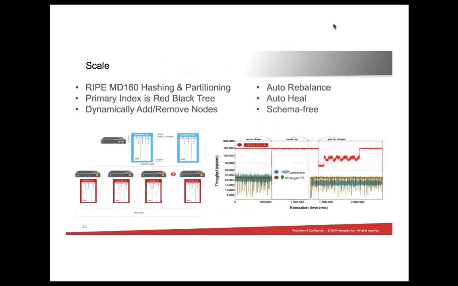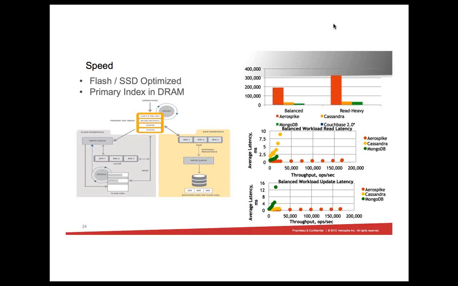How do we do that? Underneath, essentially, we're a big hash partitioning scheme. We use RIPEMD as the partitioning mechanism. We have a red-black tree as the primary index. But essentially, the scaling mechanisms are there to ensure that you can dynamically add and remove nodes, and the data gets rebalanced across those nodes, and we can essentially auto-heal. So Aerospike has some natural abilities to deal with modern compute deployments, whether that's virtualized or, as we'll see, containerized.